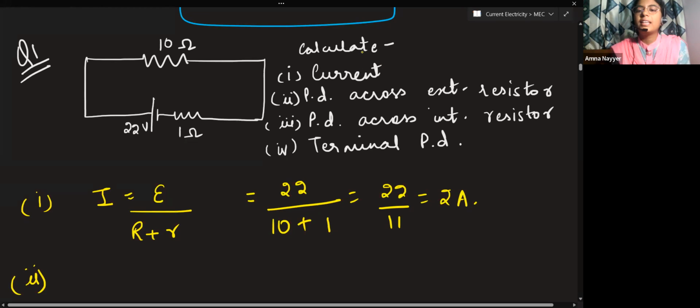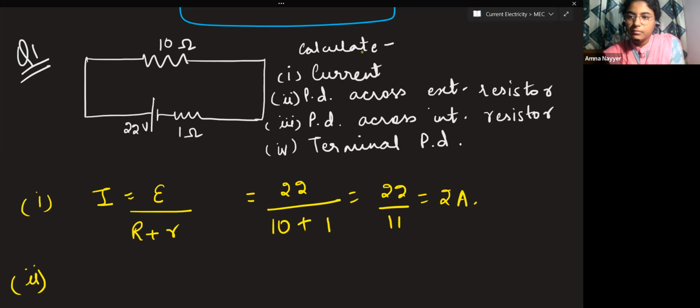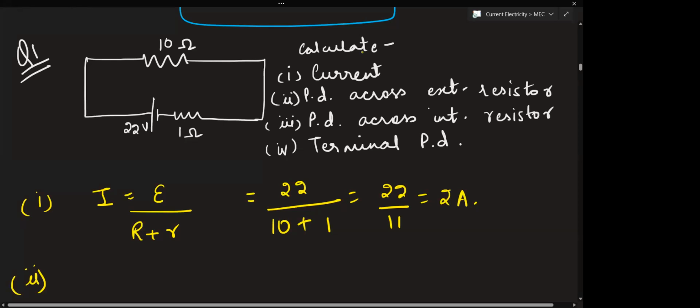Okay, Fatima, you explain us the second part. How did you solve it? Teacher, external resistance formula is I into capital R. So I is 2 ampere. So 2 into capital R is 10 ohm. So 2 into 10, 20 volt.